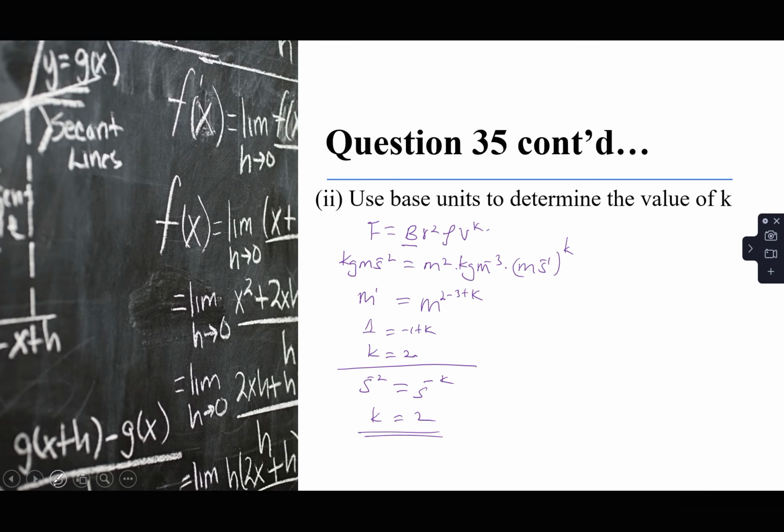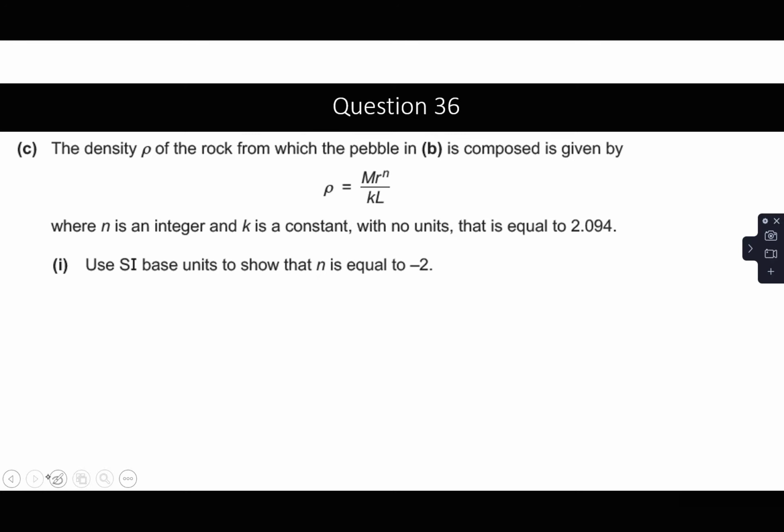Okay, next. Next is, I think, the last question. The last question, lastly, is question number 36. Question number 36, and perhaps the last question. The density rho of a rock from which the pebble in B is composed is given by that.